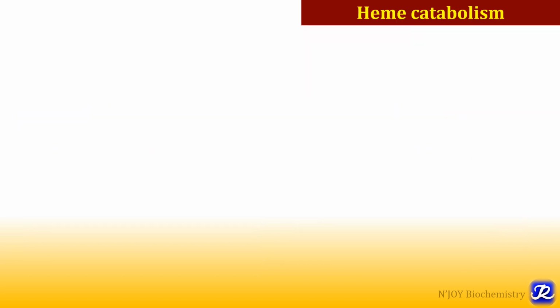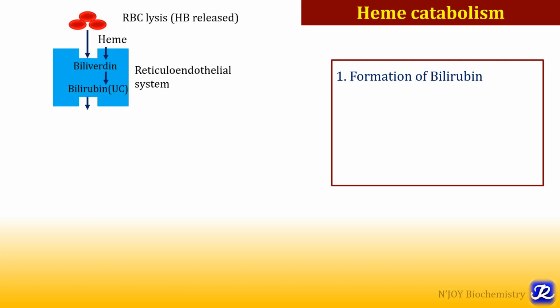Now let's understand heme catabolism in brief. The first step is formation of bilirubin. Bilirubin is a bile pigment. On RBC lysis, hemoglobin is released and there is formation of biliverdin from heme, and later this biliverdin is converted into bilirubin in the reticuloendothelial system. The bilirubin which is formed here is unconjugated bilirubin, also called free bilirubin, which is water insoluble.